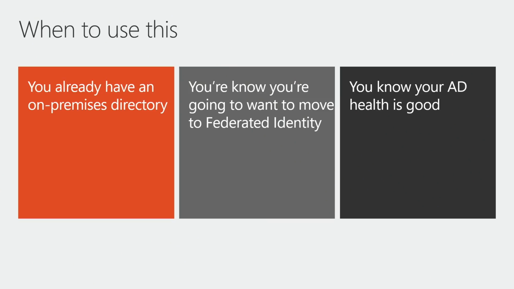When should you use synchronized identity? Well, it's very easy to set up and it's very basic. So if you already have an on-premises directory, this is the model you probably want to use to get started straight away. If you know you're going to want to move to a more advanced identity framework later on, or you're running a pilot of Office 365, this might be a great opportunity for you to do it as well. If your AD health is good. If your AD health isn't good and your on-premises directory is a bit of a mess, this might be a great time to cut ties with your on-premises directory and move your identity directly into the cloud.